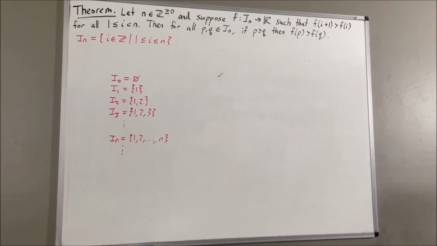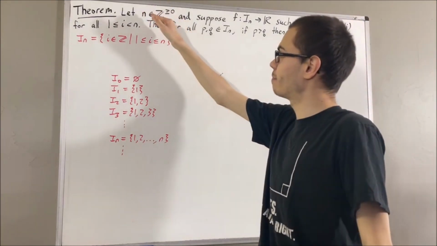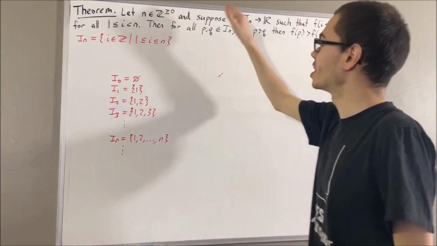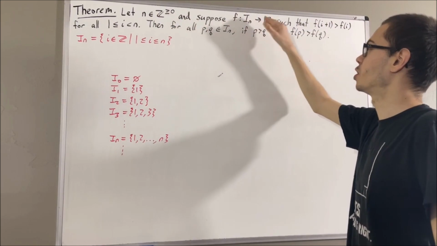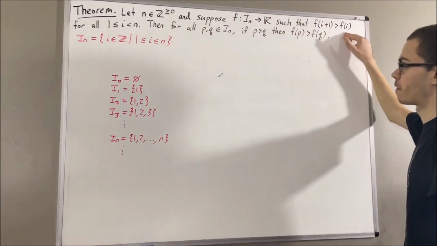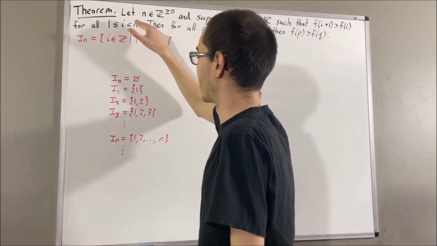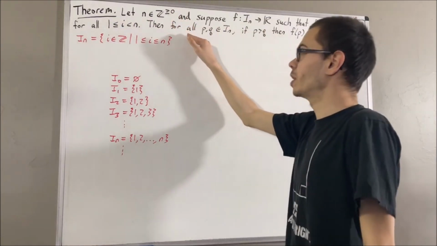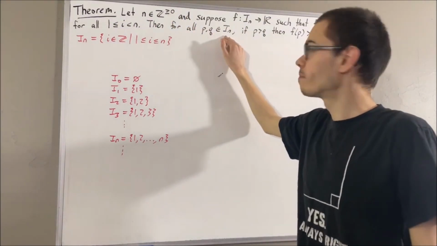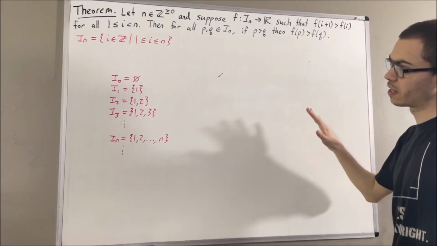Hello! In this video, we are going to prove the following theorem. Let n be an integer greater than or equal to 0, and suppose f is a function from I_n to the real numbers, with the property that f(i+1) is greater than f(i) for all integers i such that 1 ≤ i < n. Then for all integers p and q in I_n, if p is greater than q, then f(p) is greater than f(q).